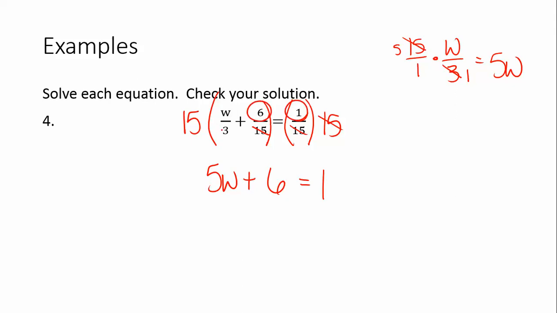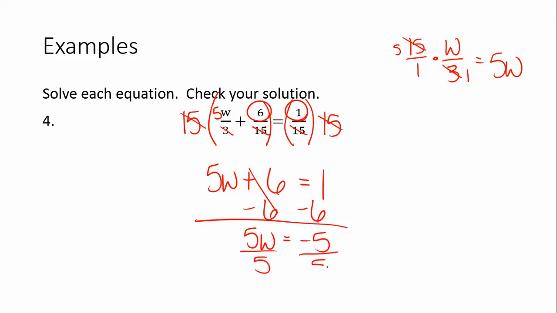So you can see what happens here. That 3 cancels with the 15, but it leaves you with a 5. So you have 5w plus 6 equals 1. Now we have a two-step equation. Subtract 6 from both sides. 5w equals -5. Divide both sides by 5, and we get w equals -1.